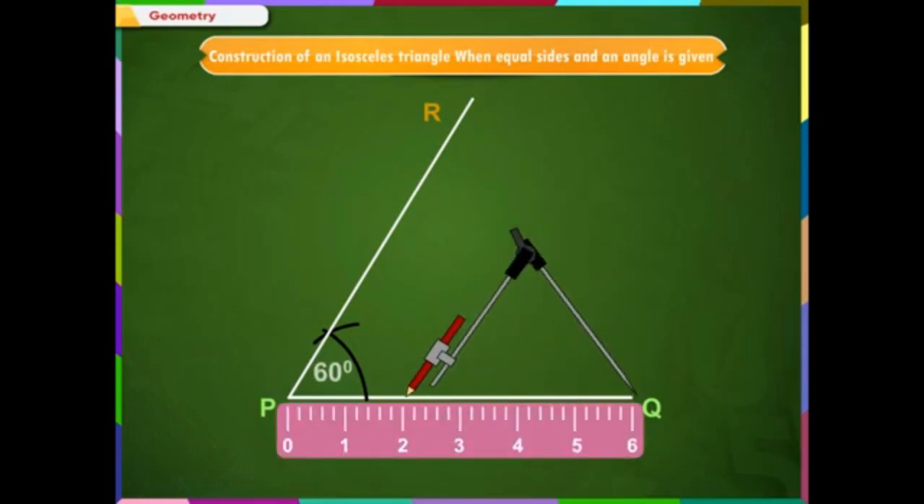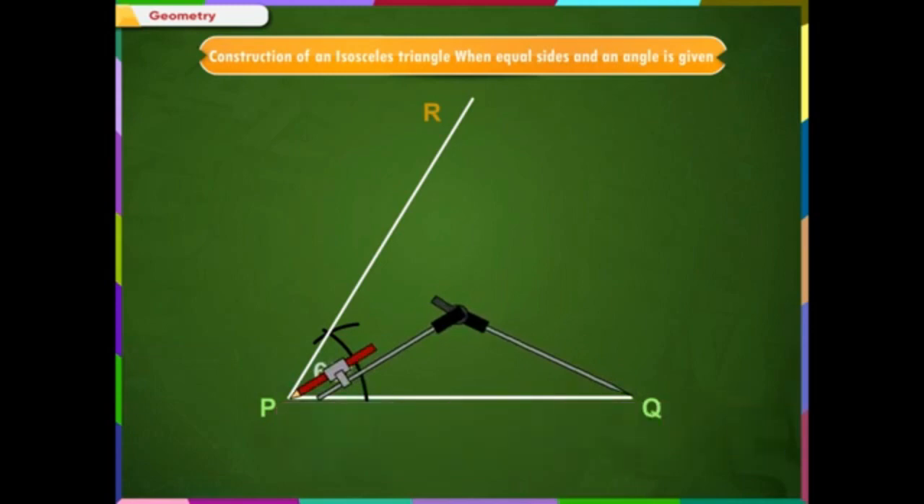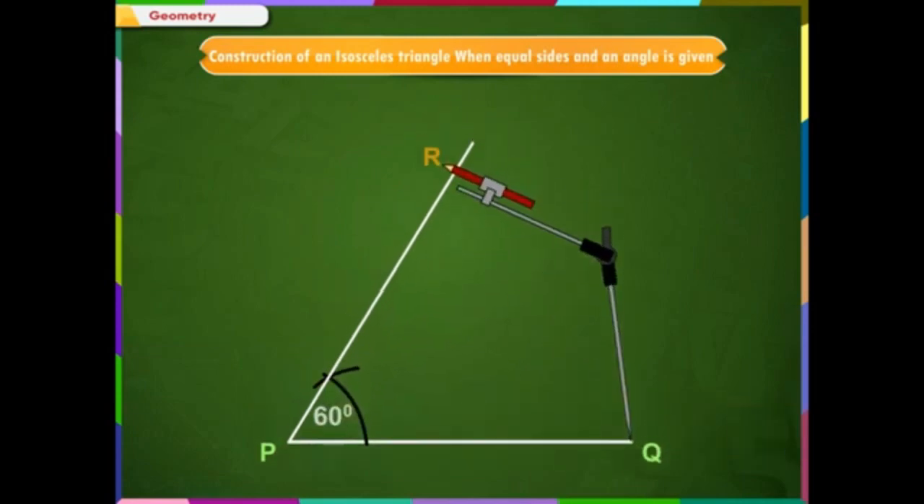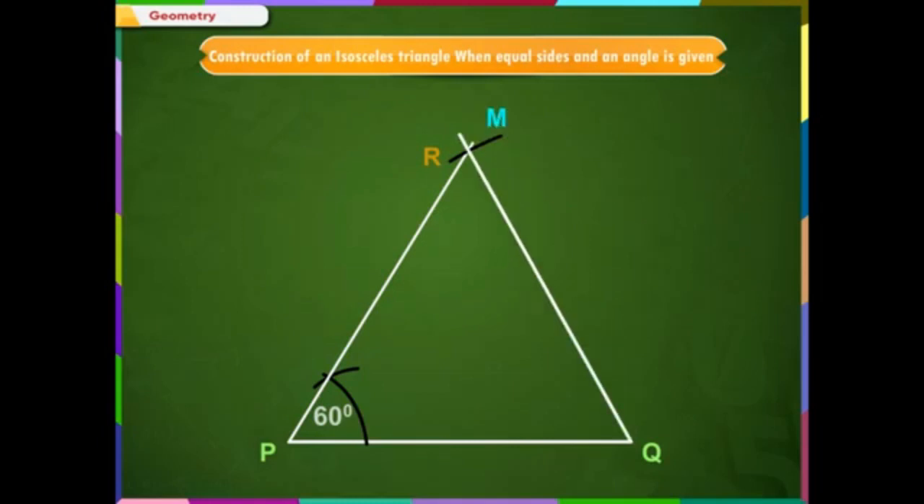Measure 6 cm with the compass on a scale and cut an arc on PR from Q. It will meet at point M. MPQ is the required isosceles triangle with 6 cm on two sides and a 60 degree angle.